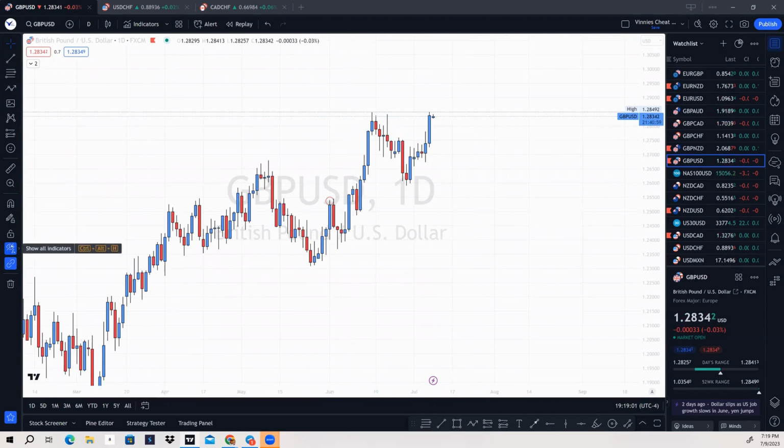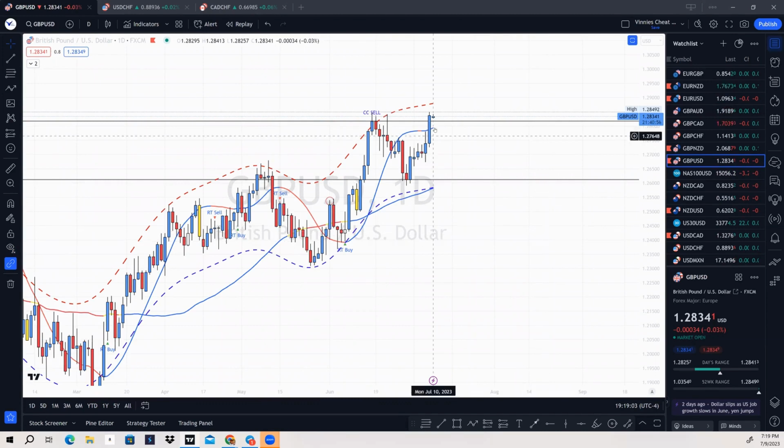Let's go ahead and turn on the indicator, and we can see that price did break above this area here. We don't have a cheat code sell signal on the daily time frame. So it gives me indication that price wants to continue higher on GBP USD. All right, but we should expect a pullback.